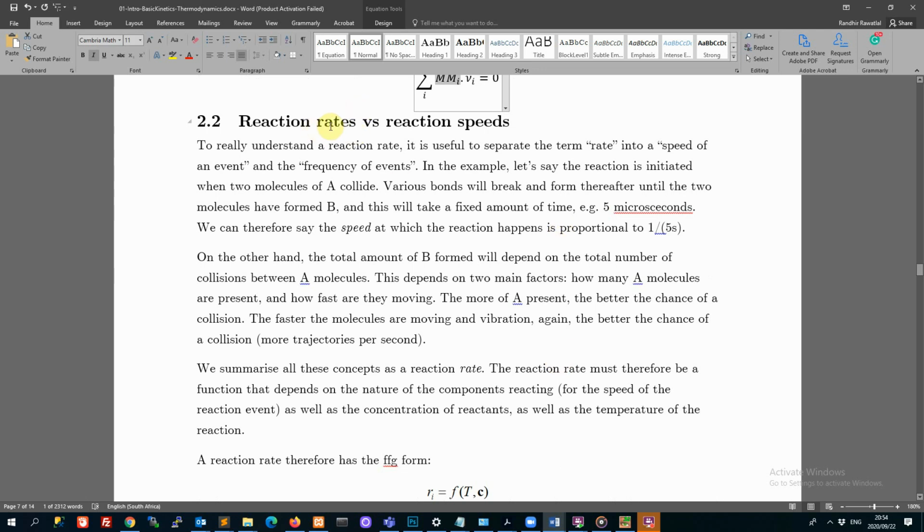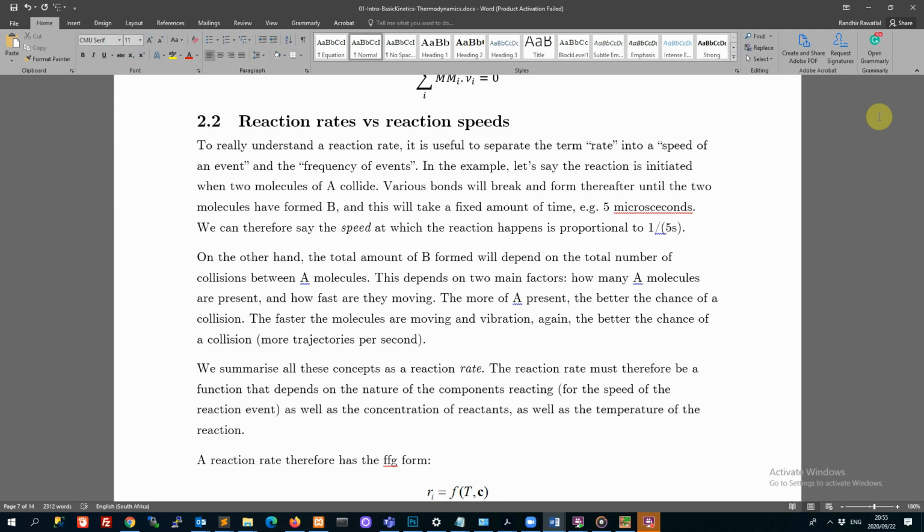let's now talk a bit more about the reaction rate versus the reaction speed. To understand the rate of the reaction, it's useful to separate that into the speed of the event and the frequency of the event. Imagine, for example, the time taken by the average person to complete a Rubik's Cube. Maybe it takes you 10 minutes to complete a Rubik's Cube, and let's say you have 50 people working away at their Rubik's Cubes.